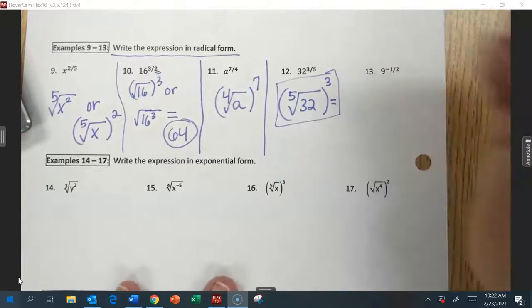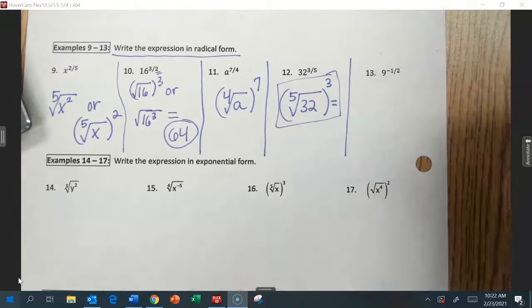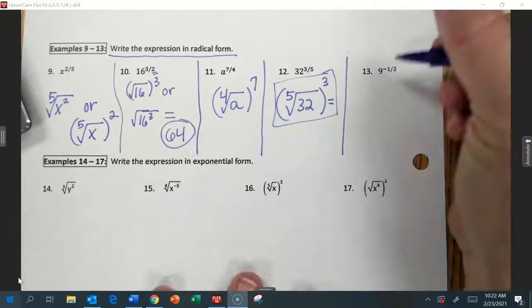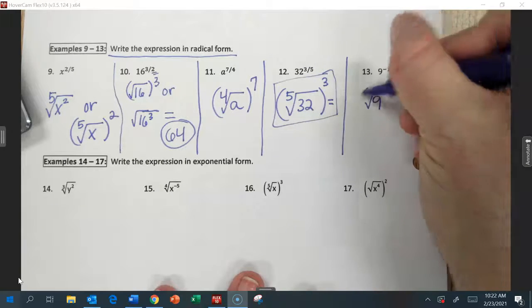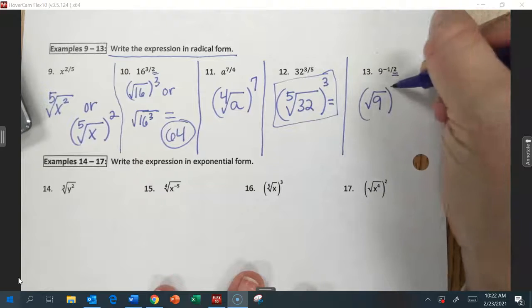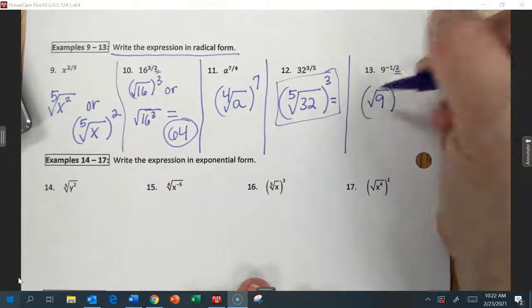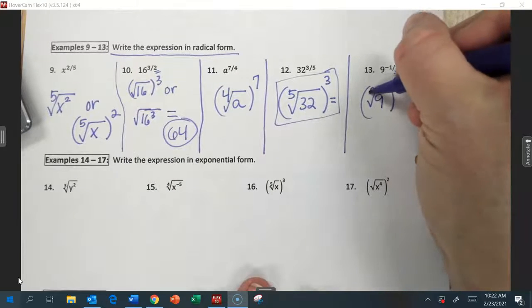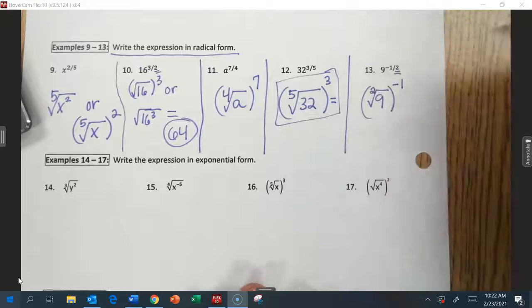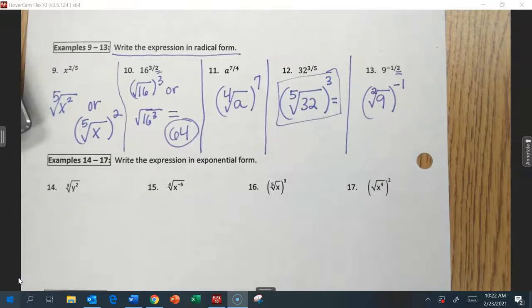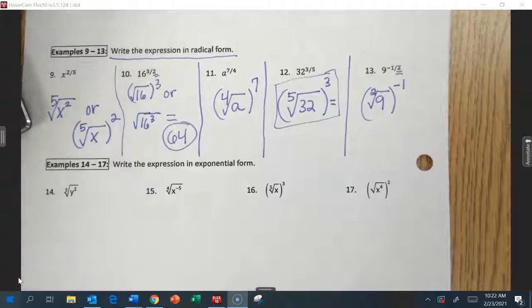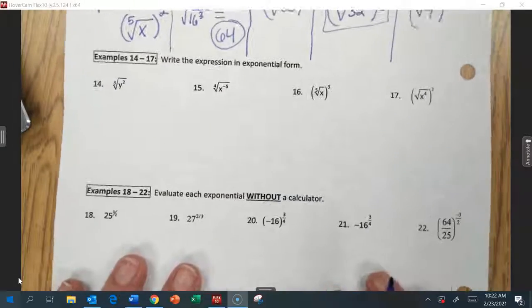And then finally, 9 to the negative 1/2. Well, our root is a 2, so that is the square root of 9 to the negative first. And remember, if it makes you feel better to put that 2 there for the 2 root, you can, but it's not the expectation because we don't see that. Okay? All right. Now what we're going to do is go in reverse.